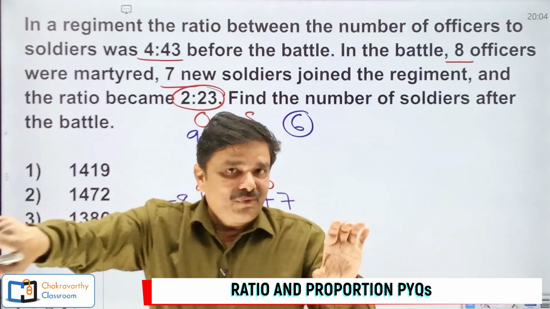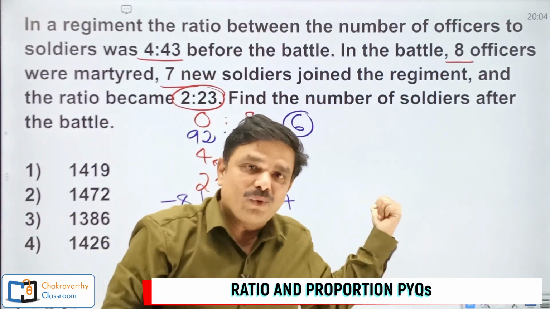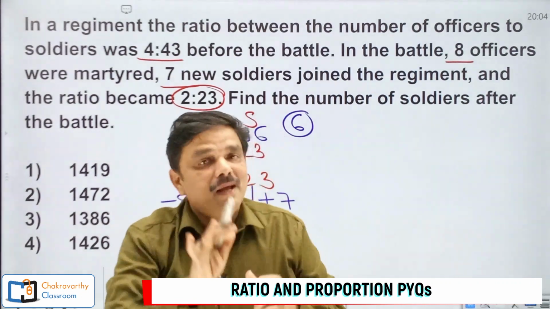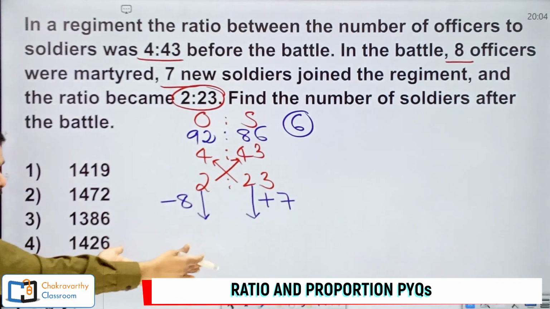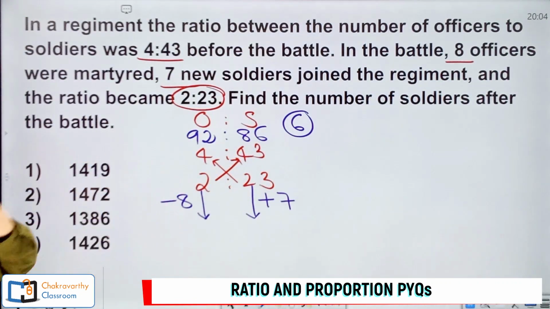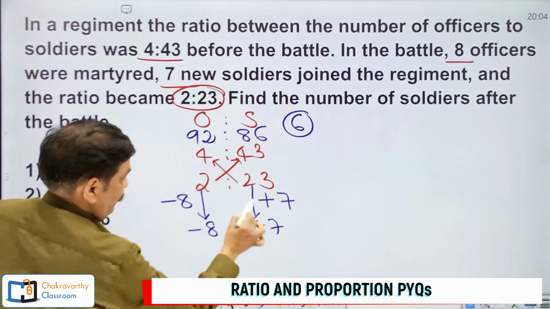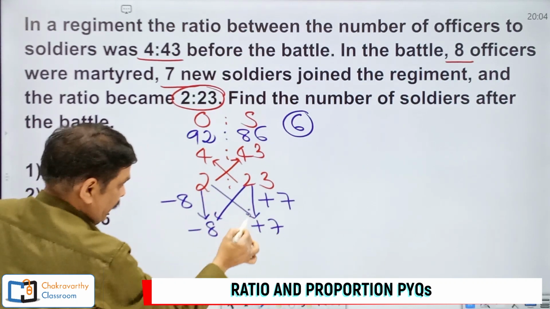At the end of the last session, I posed this question and gave it as homework for you, isn't it? Now I'll explain what the procedure would be if one is minus and the other one is plus. It's simple, students. Here, as it is, you take -8 and +7, then go for the same cross multiplication.